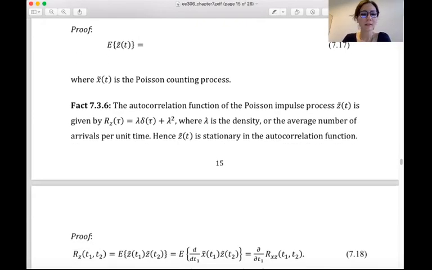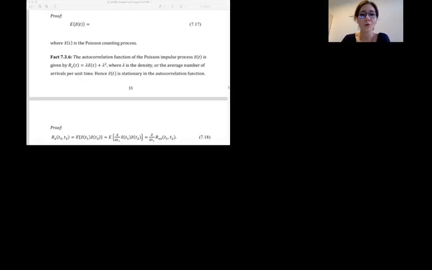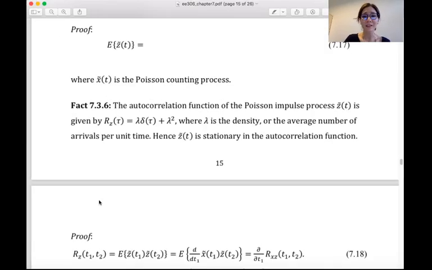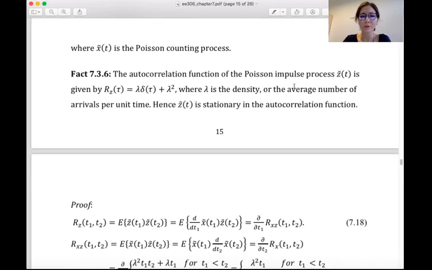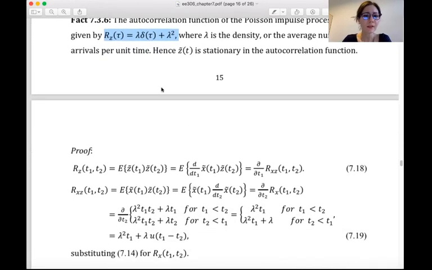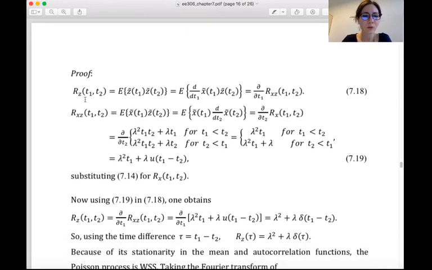Now the next thing we have to show is that it's stationary in the ACF. Bernoulli processes are strict sense stationary, so they are stationary in the ACF. We just commented that this thing can be seen as the limit of a Bernoulli process, so we are intuitively expecting it to be stationary in the ACF. So let's just prove that fact. The autocorrelation function of the Poisson impulse process, you see the expression here. Let's prove this. This is again a technical proof. I'll just go through it with you, but never mind, it's quite mechanical.